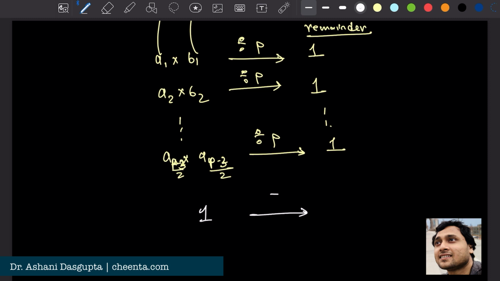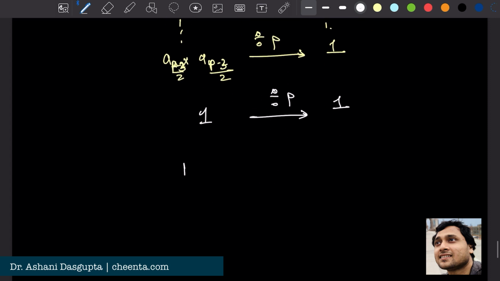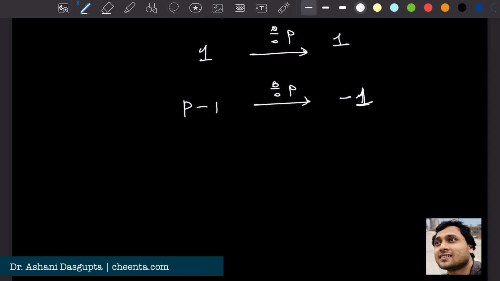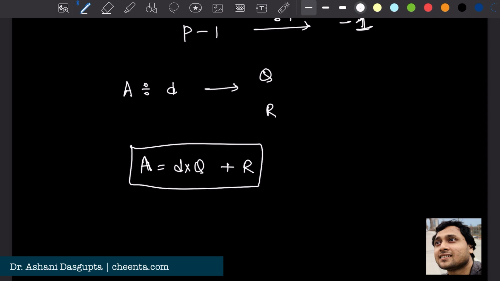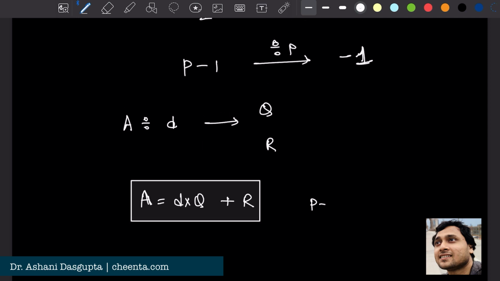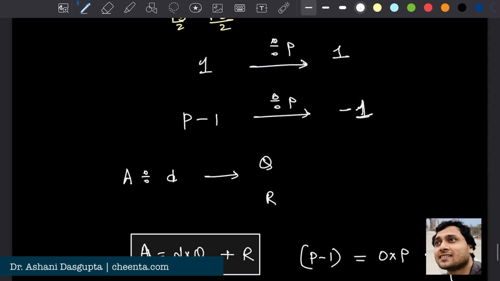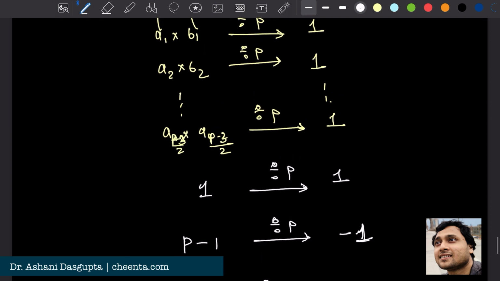1 itself, when divided by P, produces remainder 1. And P minus 1, when divided by P, produces remainder negative 1. Now, if you are not familiar with negative remainders, let me remind you that any number A, when divided by some divisor D, produces a quotient and a remainder, right? And you can write A as the divisor times the quotient plus remainder. This is sometimes called the division algorithm. Now notice you can write P minus 1 as 0 times P plus negative 1. So you can think of the remainder as negative 1. So the remainder when P minus 1 is divided by P is negative 1.